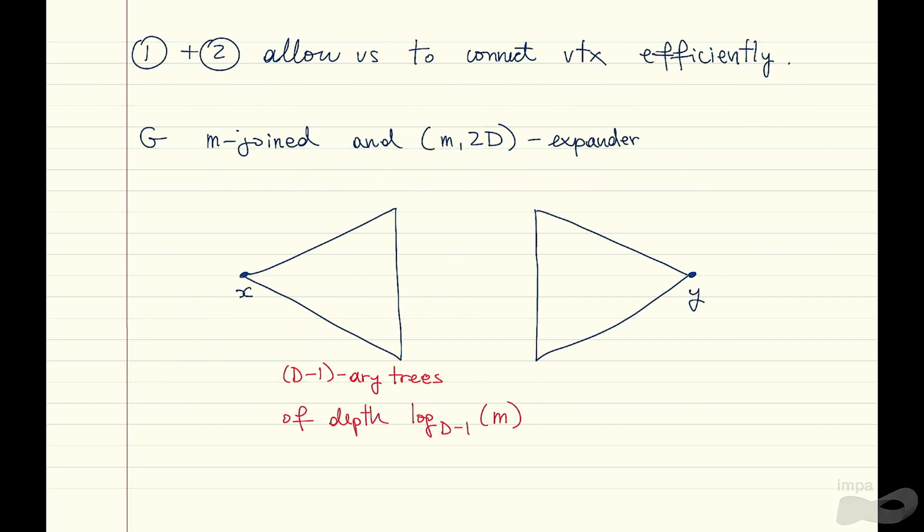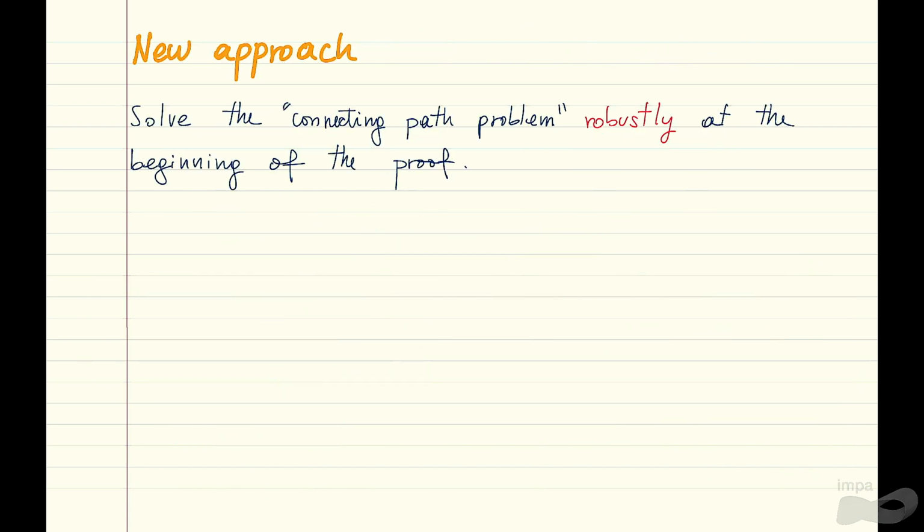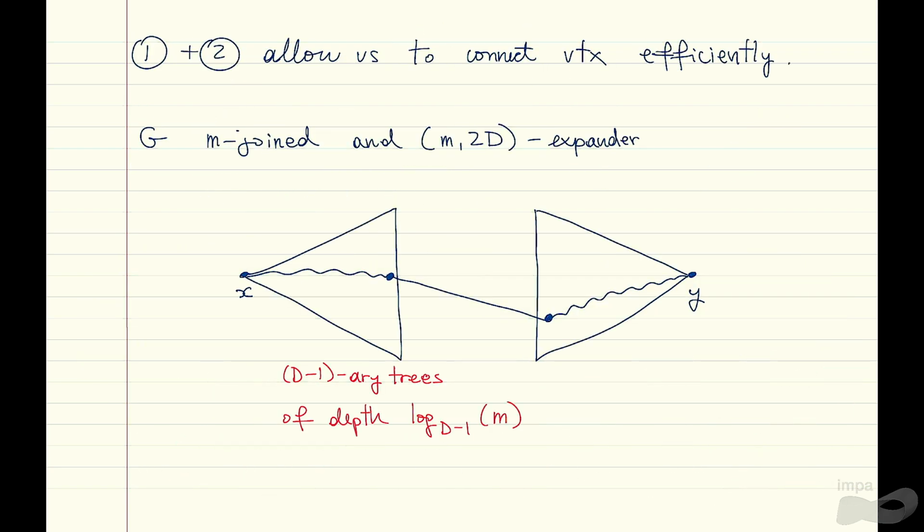These two observations allow us to connect vertices in a very efficient way. Suppose we have a graph which is M-join and an expander. We can grow a d minus 1 tree of logarithmic depth, the same thing here, and then use the M-join condition to find this edge here. So this edge gives us a path, like this. And we can use the first observation to remove all the remaining vertices. We can remove all these vertices here, except those in the path, and everything is going to remain extendable.